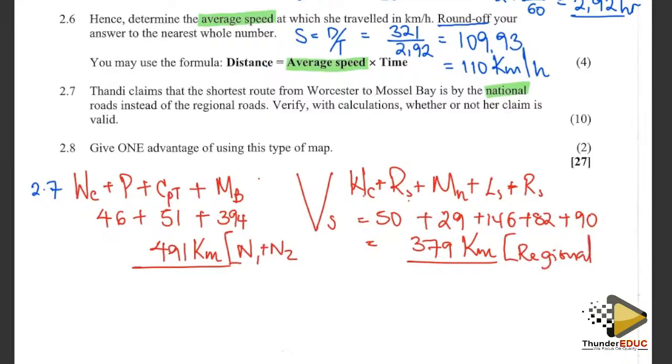The regional road. So the claim is what? The claim is invalid. The shortest route is when you use the regional roads.